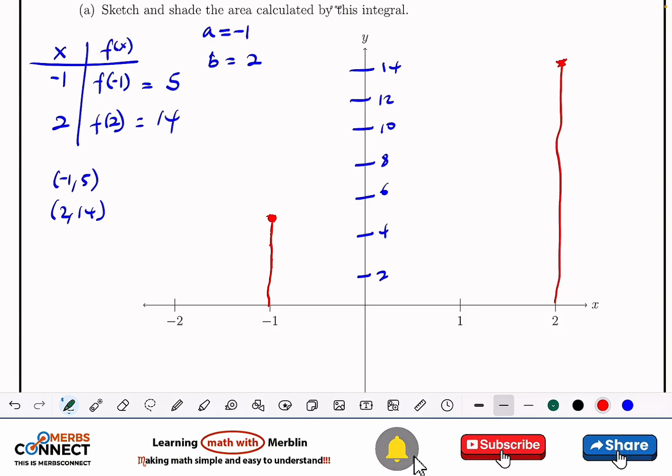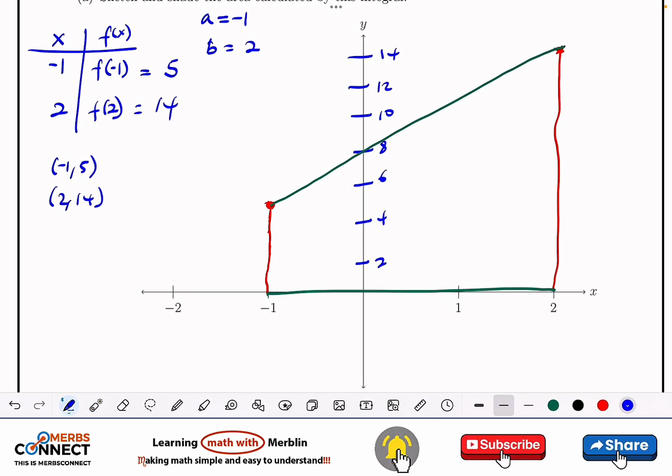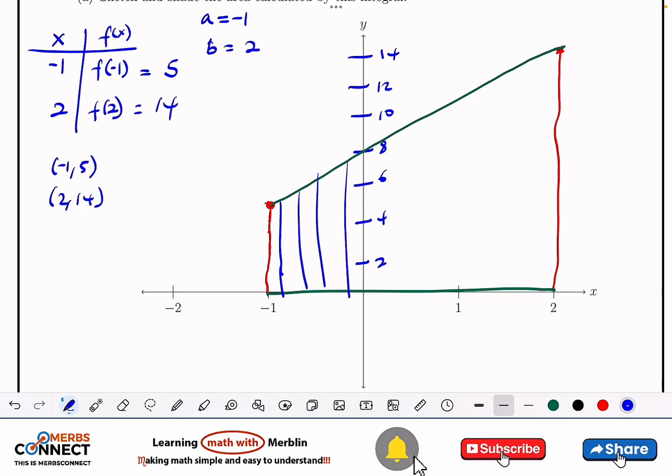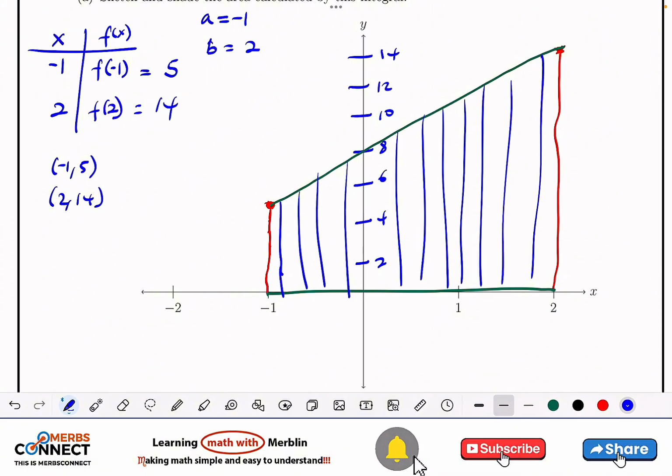So it means that my graph is going to be something like this. Let me join this point and then another point here, down here. So sketch and shade. So now we can shade this nice graph here. So we are going to have something like this. Good. This is nice. So this is the graph that we are having.